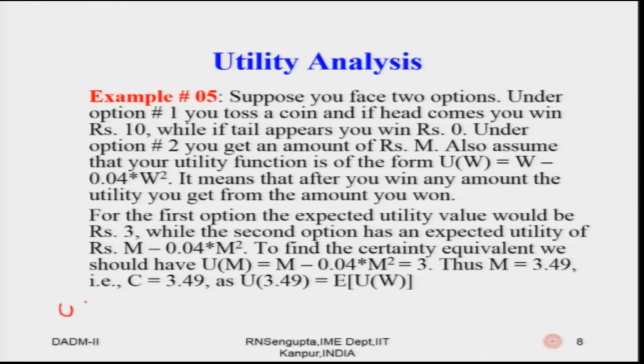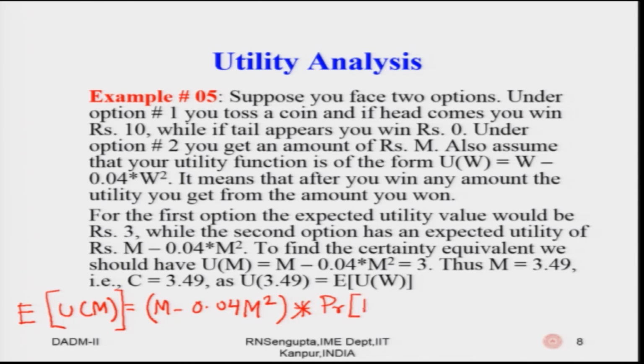So, the utility of m is given by m minus 0.04 m square. I put a bracket because there is a probability, so I need to find the expected value of the utility. I input an expected value here. This would be multiplied by the probability of m occurring, which is 1. So, your utility would be m minus 0.04 into m square. I will call this equation 1 because it corresponds to the certainty value.